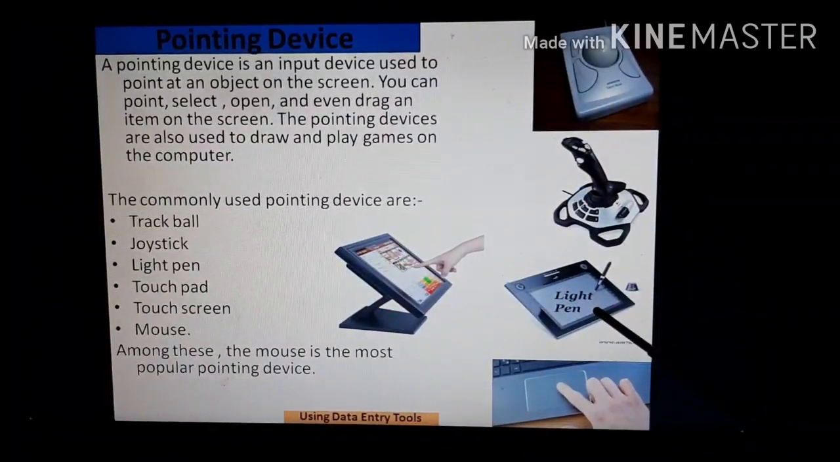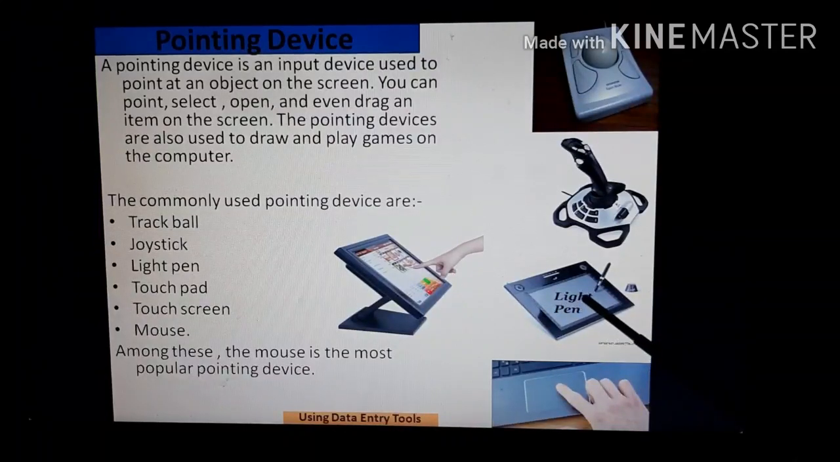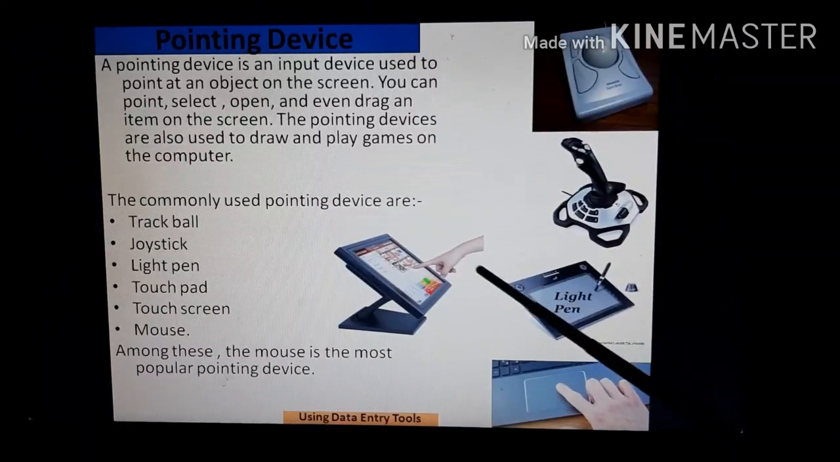And the next one is the light pen. With the help of this pen, we can point on the screen, or we can write anything on the screen with this pen. And the next one is the touchpad. Everyone is familiar with this touchpad because it is used on the laptop. And the next one is the touchscreen. This is also very familiar because each and every one has a touchscreen mobile at home. So among all these commonly used pointing devices, the most popular pointing device is the mouse.